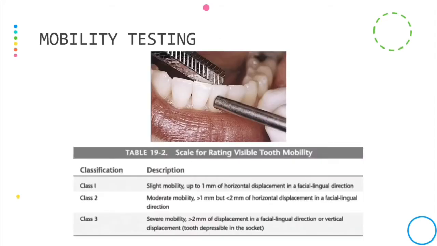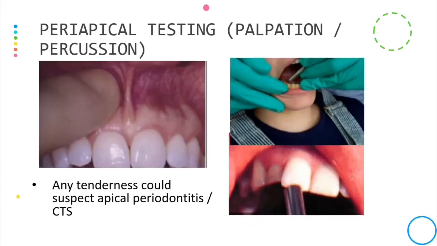Mobility testing is also important as one of the chairside investigations, whereby the back of the mirror and also the mouth probe is used to check for the mobility by applying pressure in a horizontal manner, and the mobility is classified into 3 classes accordingly. Periapical testing is also important, whereby palpation and percussion is done to check for any tenderness that can lead us to a diagnosis of apical periodontitis.